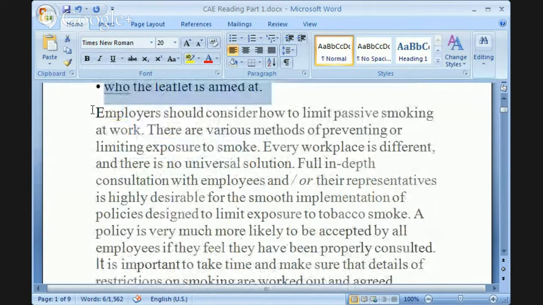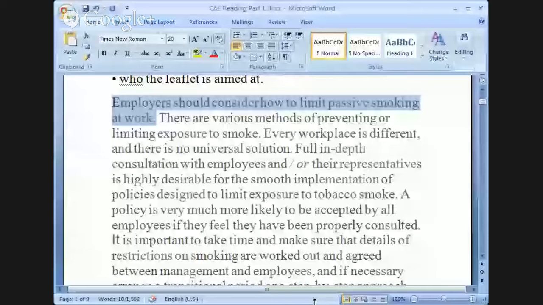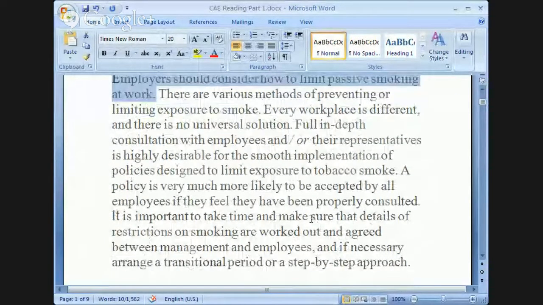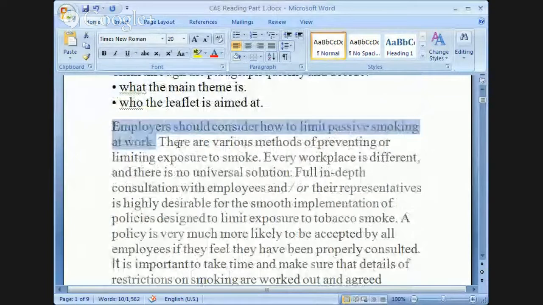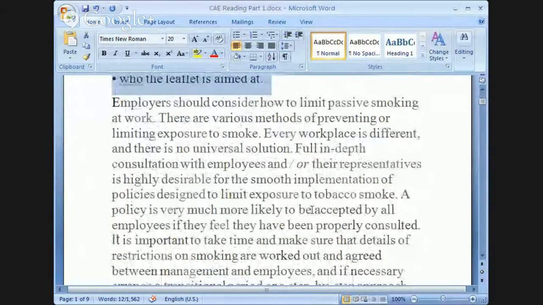Okay. Right off the bat, the first sentence is going to be highly informative towards that goal. Employers should consider how to limit passive smoking at work. In fact, maybe you can figure out the answer to this question. These questions, the main theme, and who it's aimed at immediately.